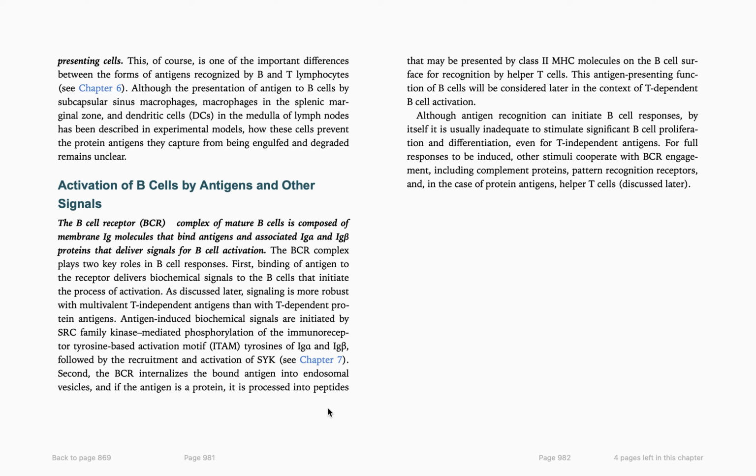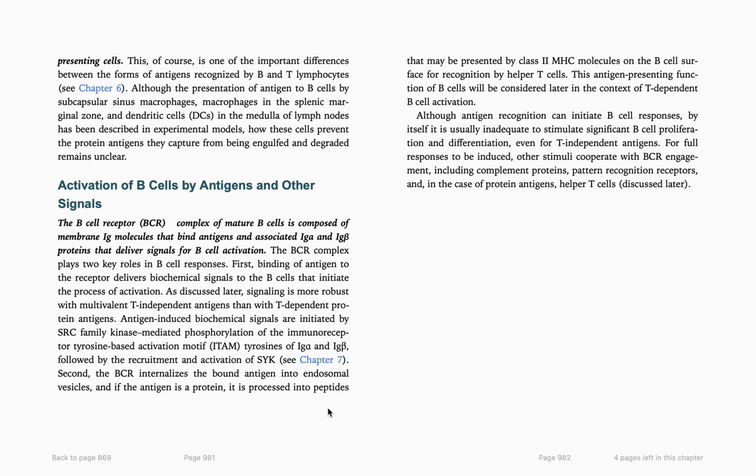Although the presentation of antigen to B cells by subcapsular sinus macrophages, macrophages in the splenic marginal zones, and dendritic cells in the medulla of lymph nodes has been described in experimental models, how these cells prevent the protein antigen they capture from being engulfed and degraded remains unclear.